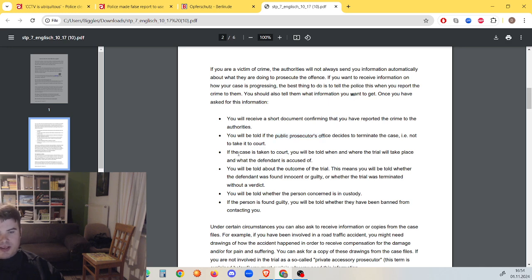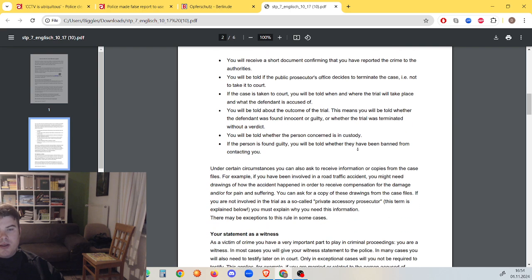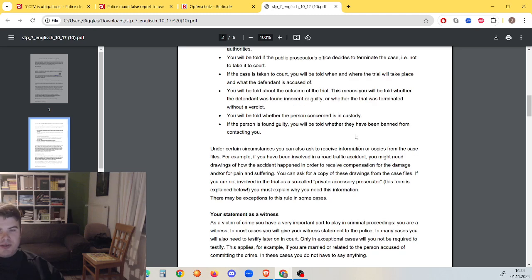You'll be told if the public prosecutor's office, I think in German this is the Staatsanwalt, decides to terminate the case, i.e. not take it to court. If the case is taken to court, you'll be told when and where the trial will take place and what the defendant is accused of. You'll be told about the outcome of the trial. This means you'll be told whether the defendant was found innocent or guilty, or whether the trial was terminated without a verdict. Verdict is ohne Ergebnis. You'll be told whether the person concerned is in custody, aka if they are detained or not. And if the person is found guilty, you'll be told whether they have been banned from contacting you. Guilty is schuldig, auf Deutsch.